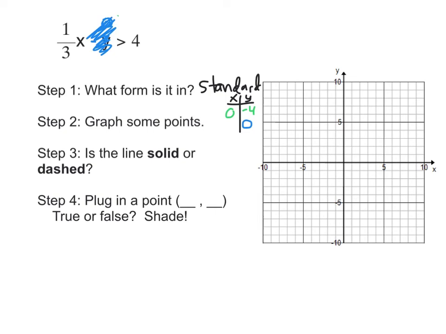Remember that another option is to multiply by the reciprocal on both sides. The 3's will cancel and make 1's, and therefore we're going to have x is greater than 4 times 3 over 1, which is 4 times 3, which is 12. So x is greater than 12, which means that we can use 12 for our x-intercept.